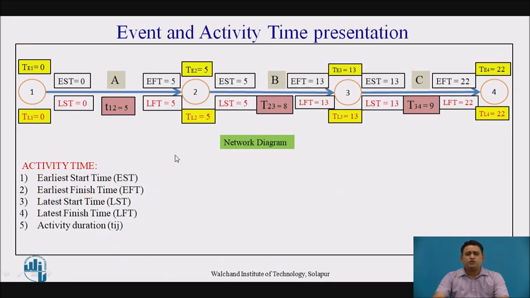Now, this is the overall representation of event and activity time for the network. Here we see the event time of each event as well as the activity times of each activity. This is the network diagram which is representing both the times.